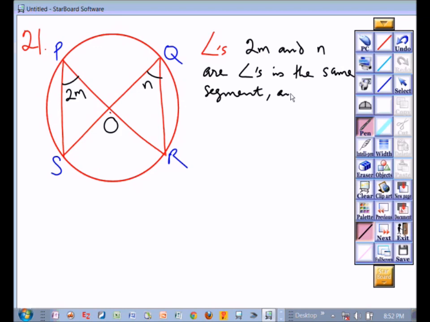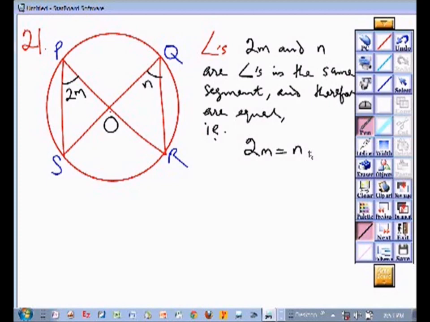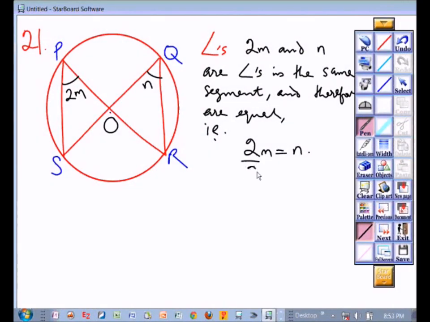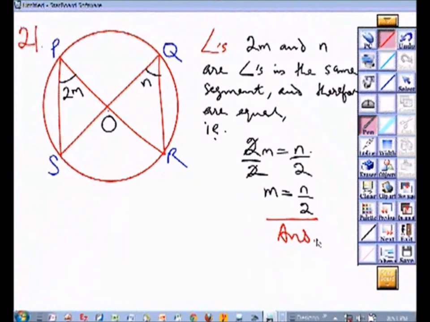Therefore, we just write the equation that the two angles marked 2m and n are both equal. Dividing both sides of this equation by 2, we have 2m over 2, and the 2 cancel themselves out, so that we have m is equal to n over 2. And by this, we have expressed m in terms of n as required.